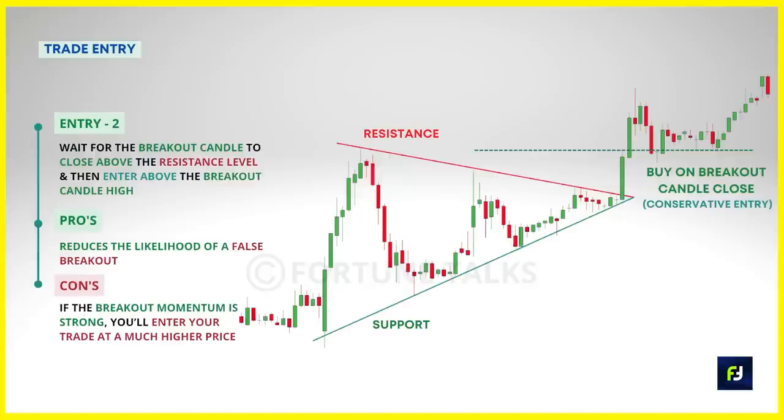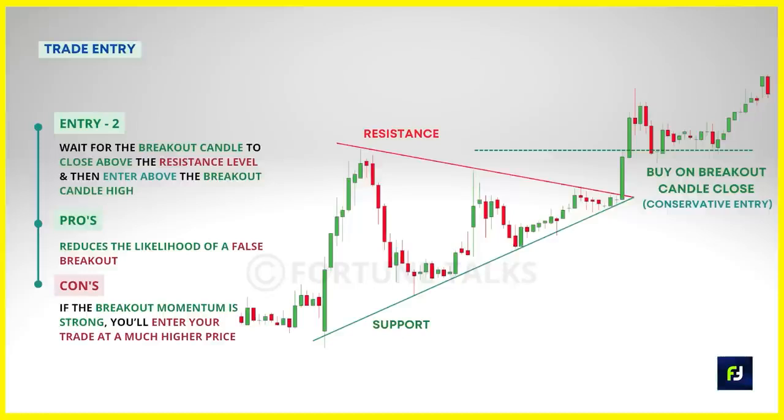The second method is similar to the previous approach. The only difference is that you wait for the price to break and close above the descending trendline resistance. You can enter long above the breakout candle high once the candle closes. This method reduces the likelihood of a false breakout, but if the price momentum is strong, then you will probably be entering at a much higher price.